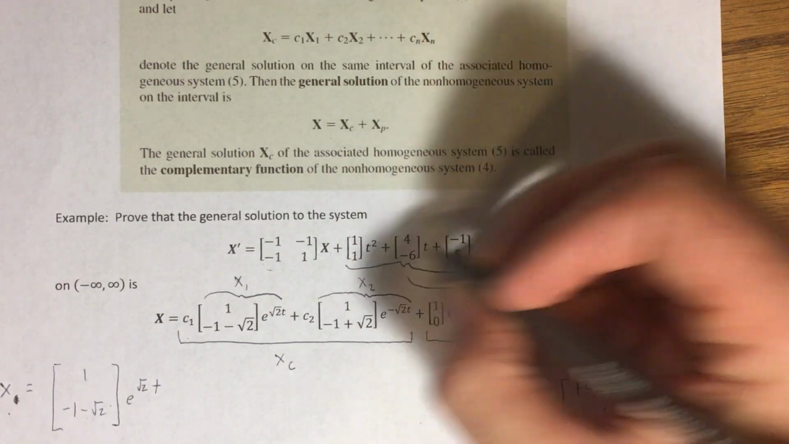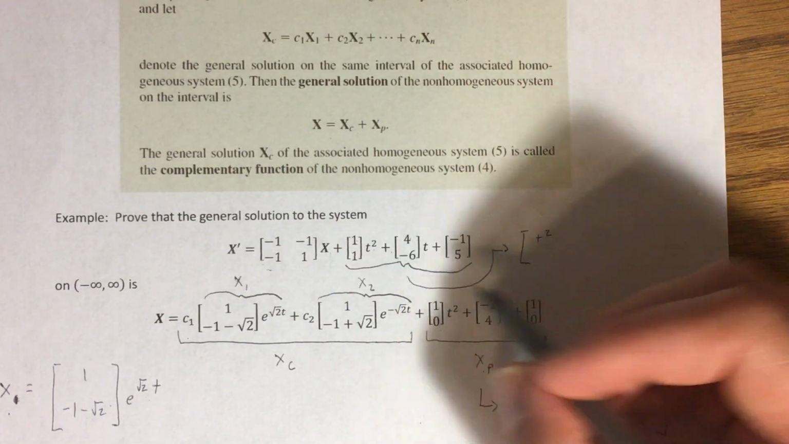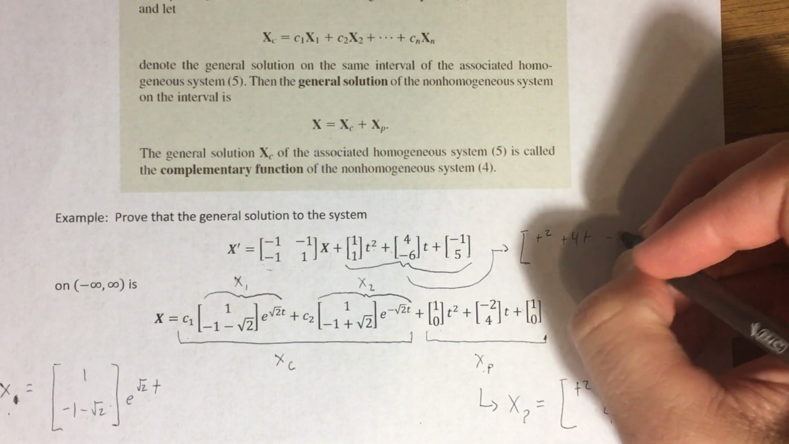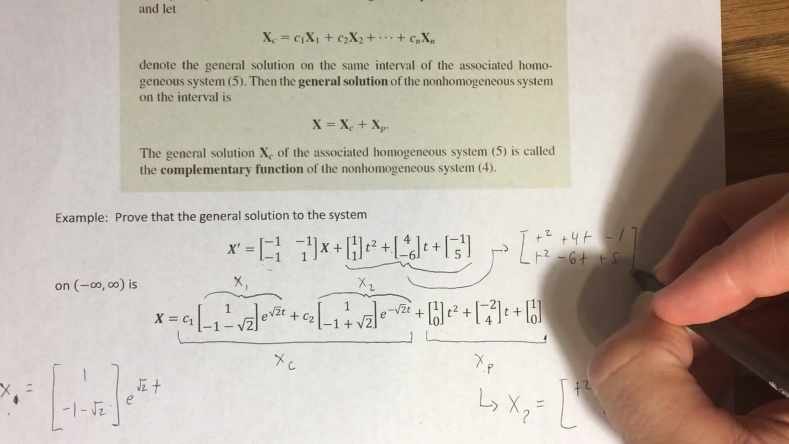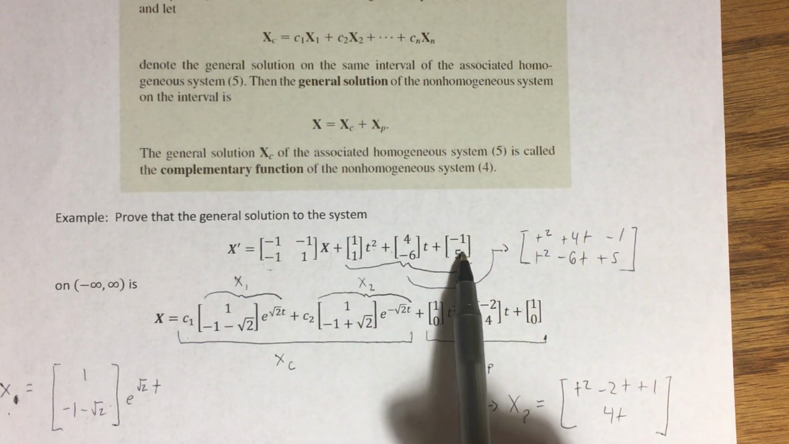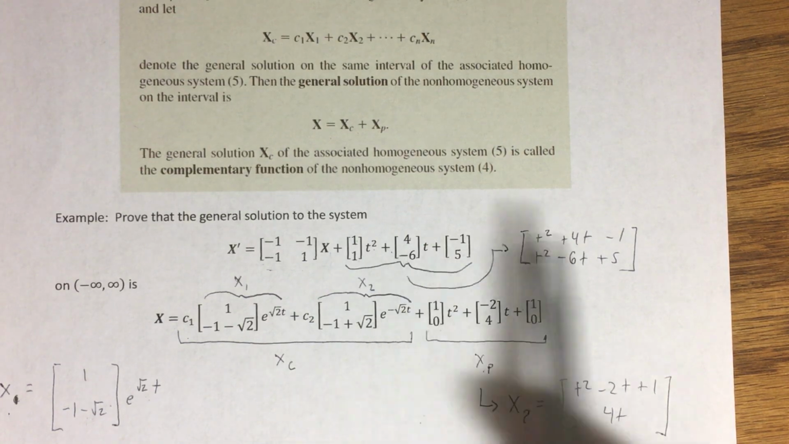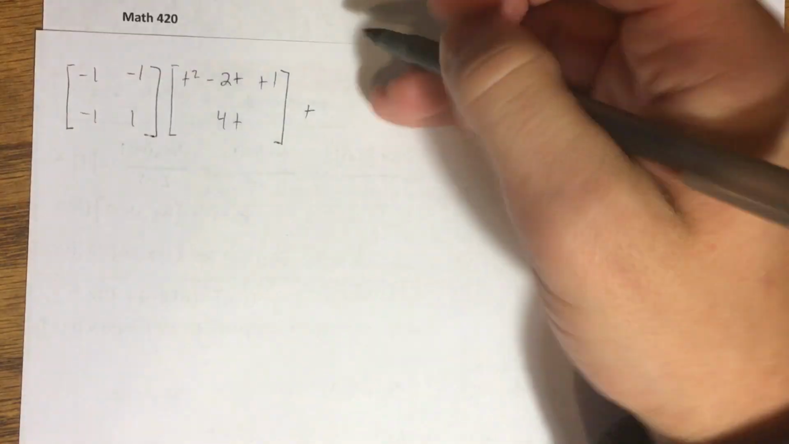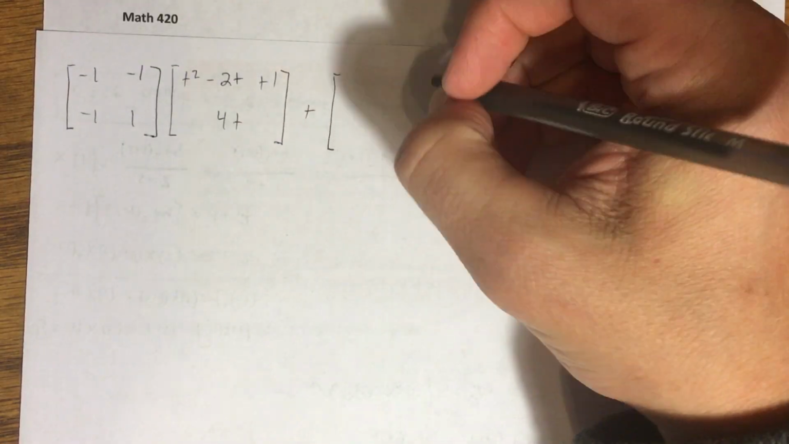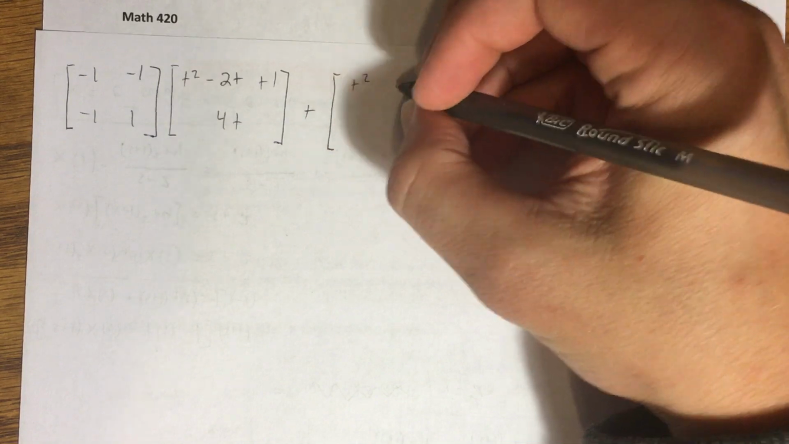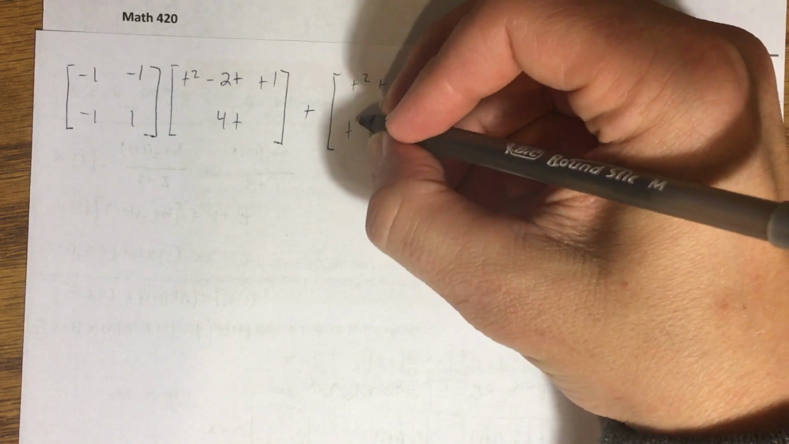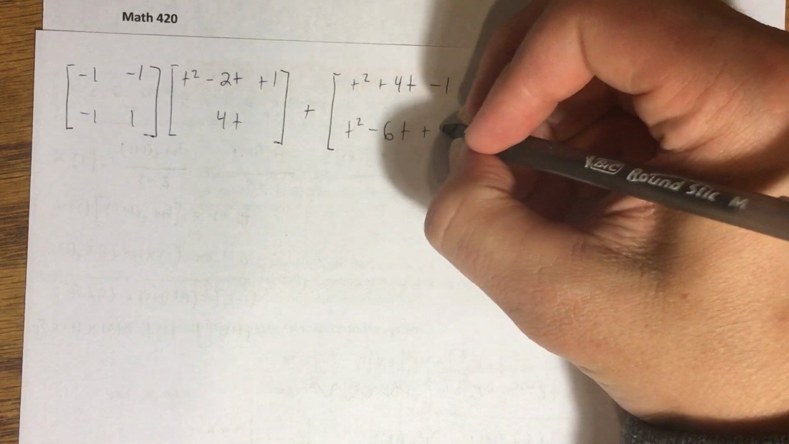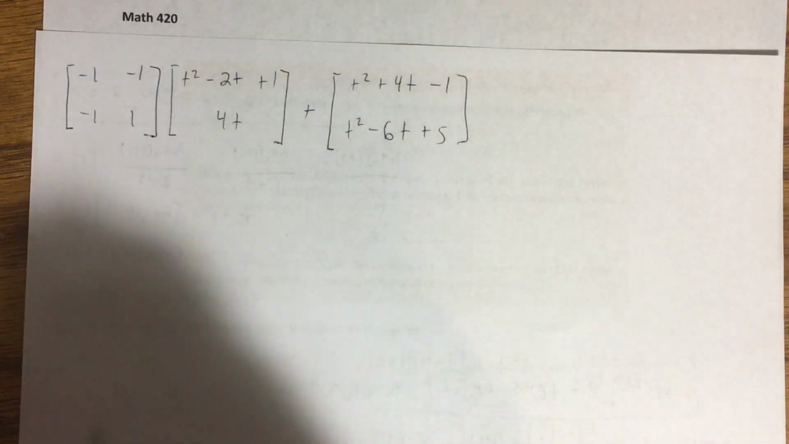So this will look like t squared plus 4t minus 1, and t squared minus 6t plus 5. Okay, so rather than deal with three matrices that I'm adding, I'm going to put them together into one matrix because that'll make the work a little bit cleaner, I think. So let's write that here. We had plus t squared plus 4t minus 1, t squared minus 6t plus 5. Okay, I'm going to do this multiplication first.